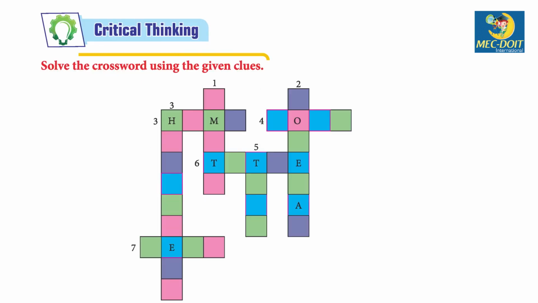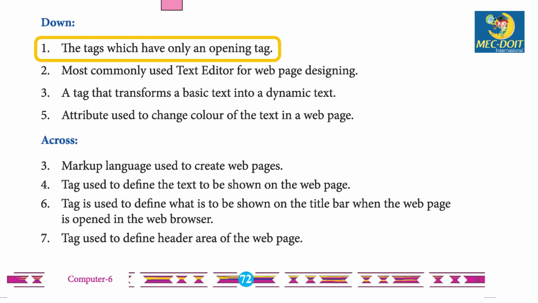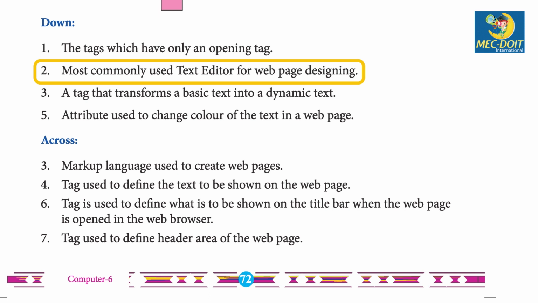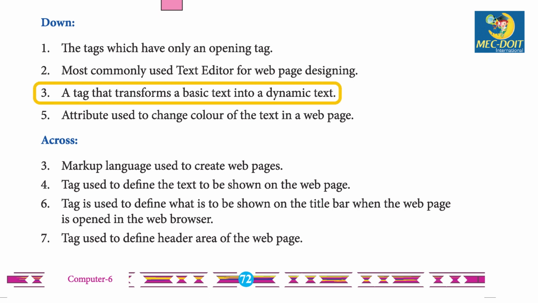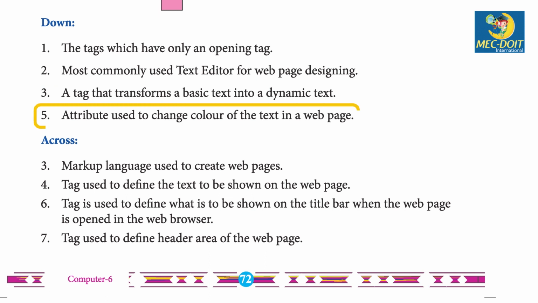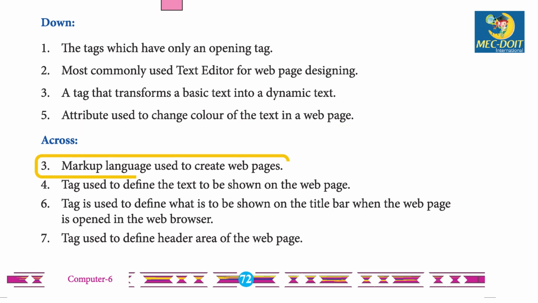Critical thinking. Solve the crossword using the given clues. Down. 1. The tags which have only an opening tag. Answer. Empty. 2. Most commonly used text editor for web page designing. Answer. Notepad. 3. A tag that transforms a basic text into a dynamic text. Answer. Hypertext. 5. Attribute used to change color of the text in a web page. Answer. Tag. Across. 3. Markup language used to create web pages.